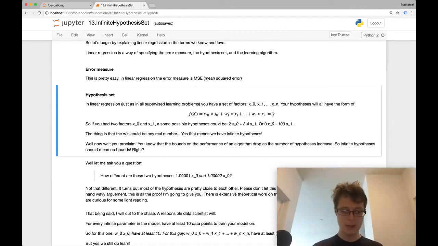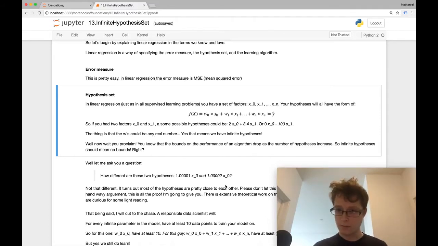Well, that is certainly a concern. But there is a saving grace here, and this is something that we're not going to go into too much because it's incredibly theoretical. But let me ask you a question. How different are these two hypotheses? Hypothesis number 1, 1.00001 times x0, and hypothesis number 2, 1.00002 times x0. Not too different. In fact, they're pretty similar. It's probably not going to change your predictions by too much at all.